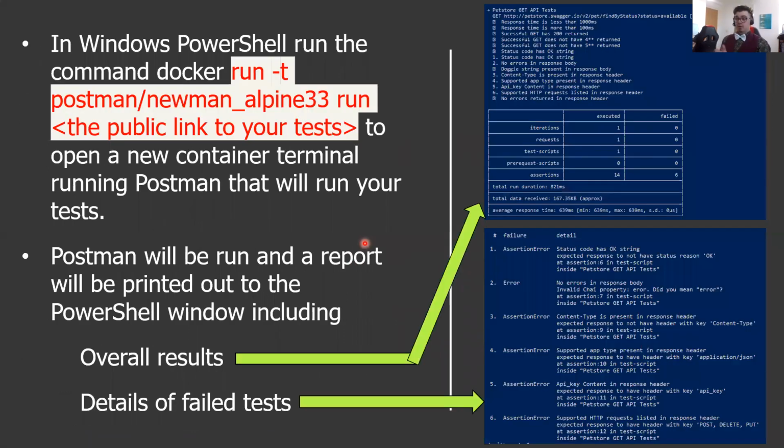So then in Windows PowerShell, we're going to run this command. So run -t for terminal, Postman/Newman_Alpine33. That's just the name of a Postman image. And then the link to your tests.